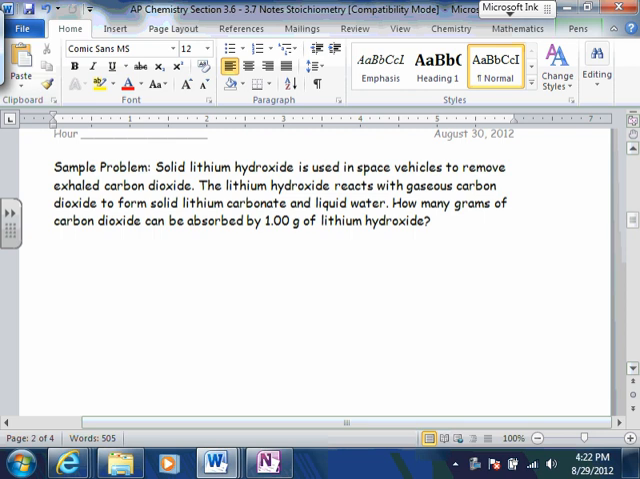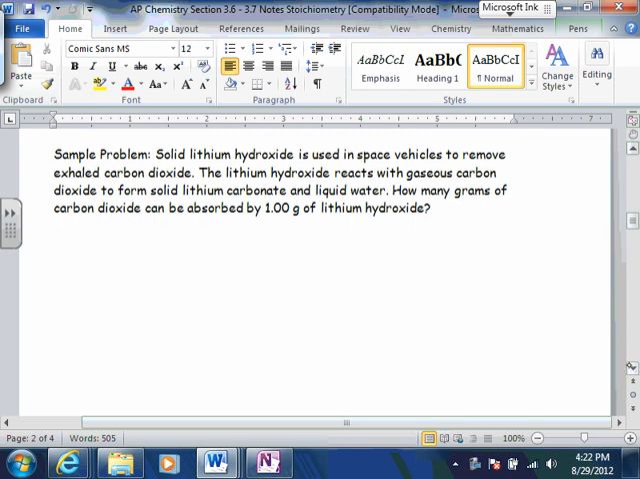Another sample problem here. This time we're not doing it step by step. Solid lithium hydroxide is used in space to remove exhaled carbon dioxide. Alright, so first thing here, and I always said this in class last year, the first thing that you always need with stoichiometry is a balanced chemical equation. Alright, some of you remember that from last year, hopefully. We don't have a balanced chemical equation, so we have to make one, alright?